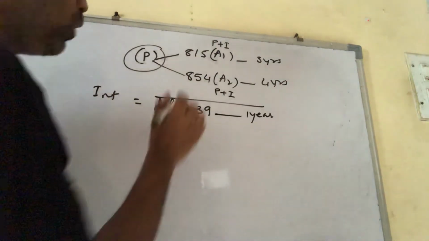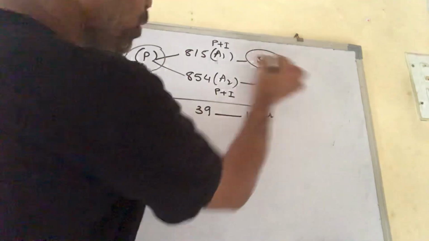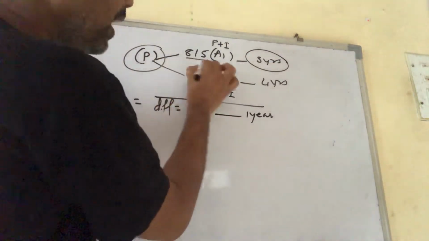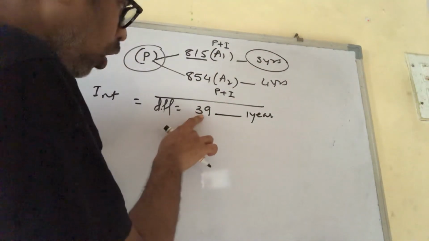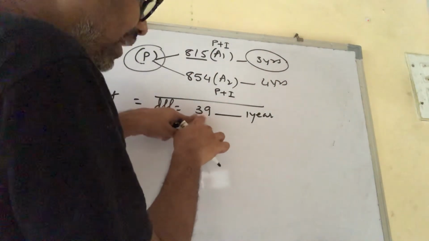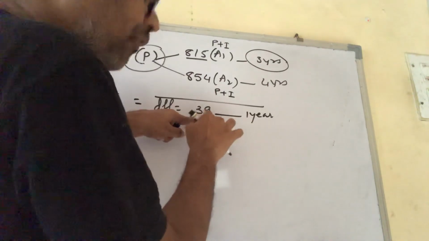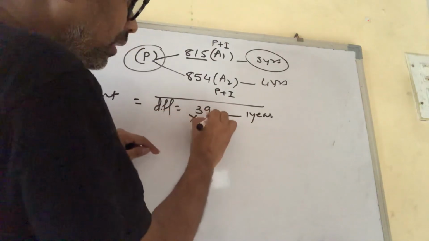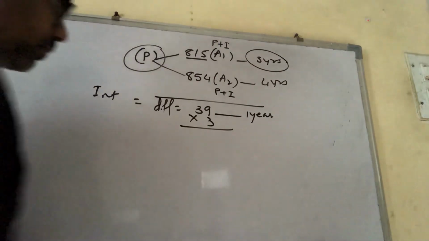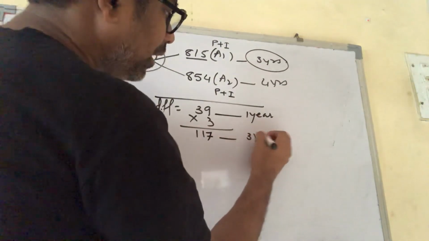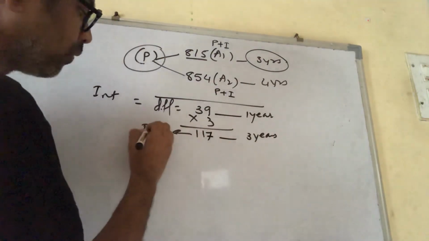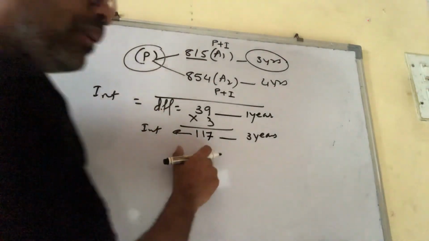So look here, this principal reached 815 in how many years? 3 years. Once you have got 39 as interest for 1 year, you can easily calculate for 3 years: multiply this by 3. That is nothing but 117, for 3 years. This is your interest.